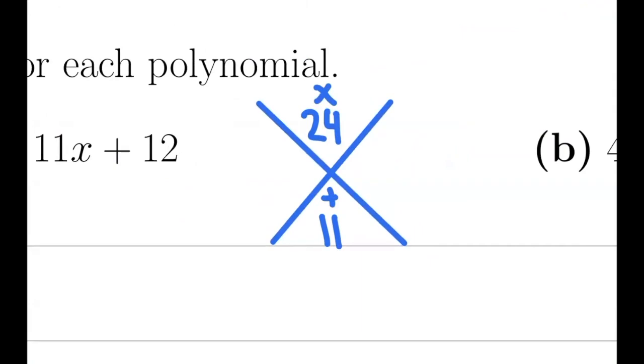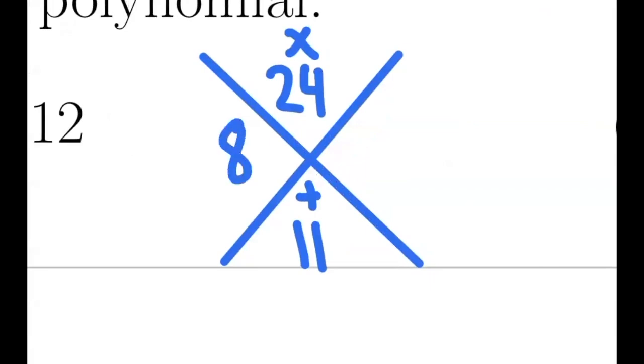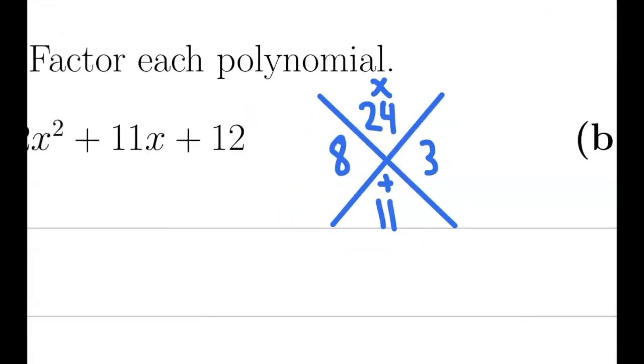What is 6 plus 4? That's 10. That's not right. Yeah, 10. So 6 and 4 don't work. They multiply to 24, but they don't add to 11. What about 8 and 3? Yes, 8 and 3. 8 times 3 is 24, and 8 plus 3 is 11.